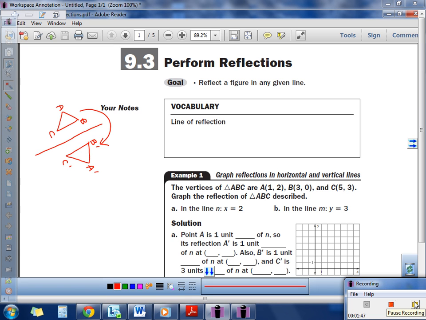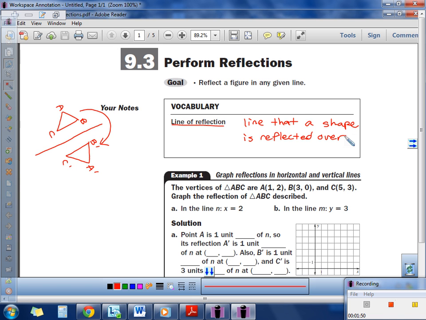Okay, a good definition for line of reflection is the line that a shape is reflected over, and the key thing is that that line is equidistant from all corresponding points. So what does that mean?